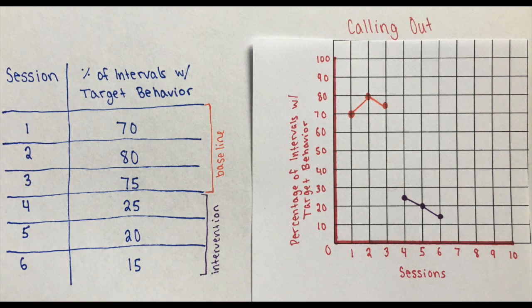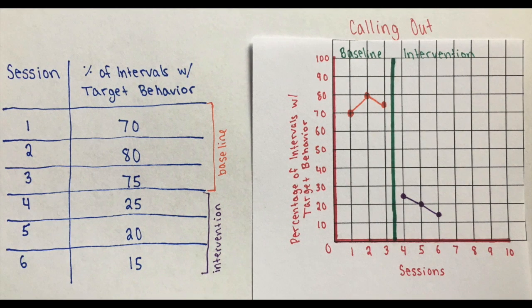Right, the next thing you're going to do is do the same thing for your intervention data. So this is sessions 4 through 6, or however many sessions you have. So draw your data points and then connect the data points with a line. It's really important that you do not connect the baseline data to the intervention data because they happened in 2 different phases and you don't want to get that confused.